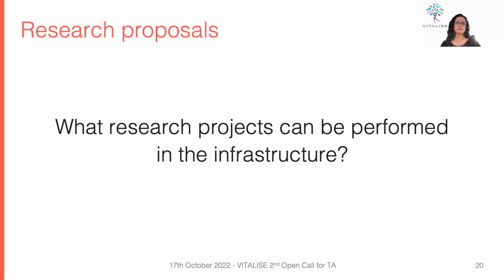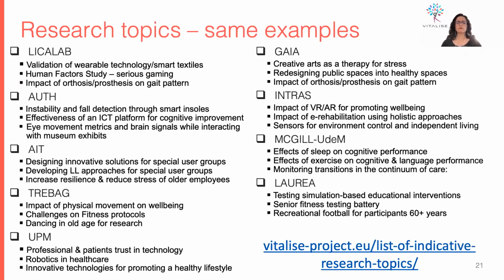Now let's start with the second part of the info day. So let's take a closer look at what kind of research projects you could perform in the infrastructure. On the project website, at the link that is indicated in the bottom right corner, you can find a full list of research topics you could perform in each Living Lab. The list is only intended to give you inspiration and to get an idea of the variety of research projects that you could conduct in each Living Lab.